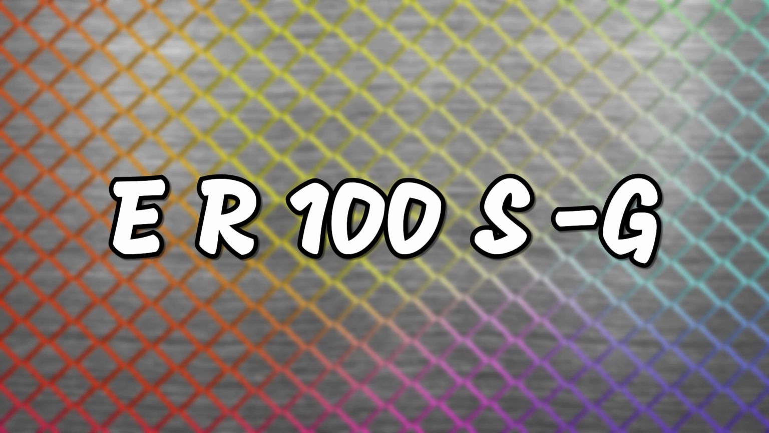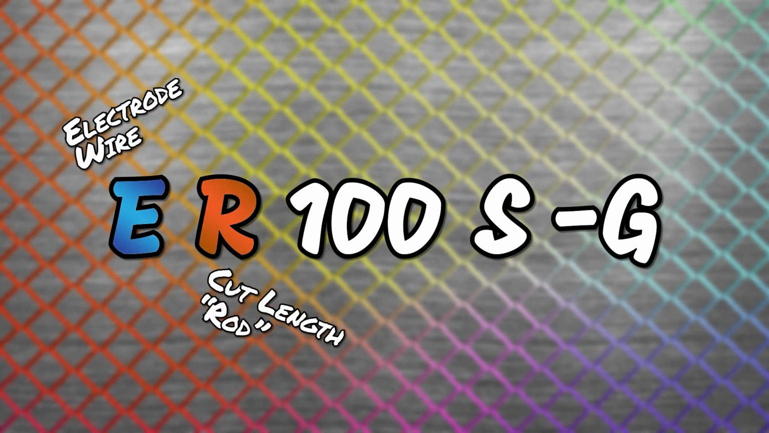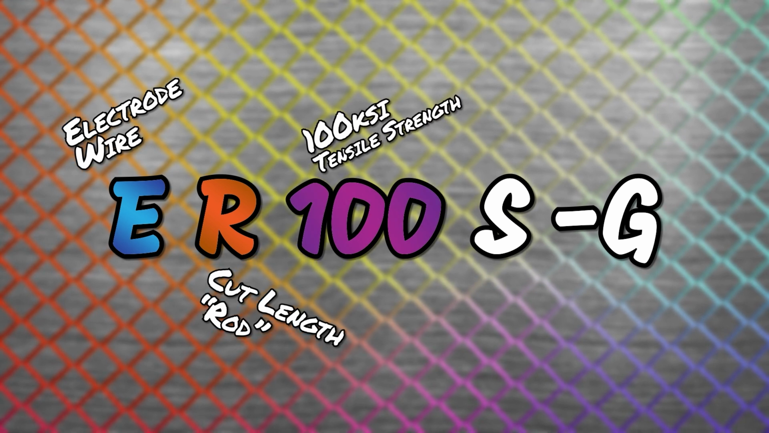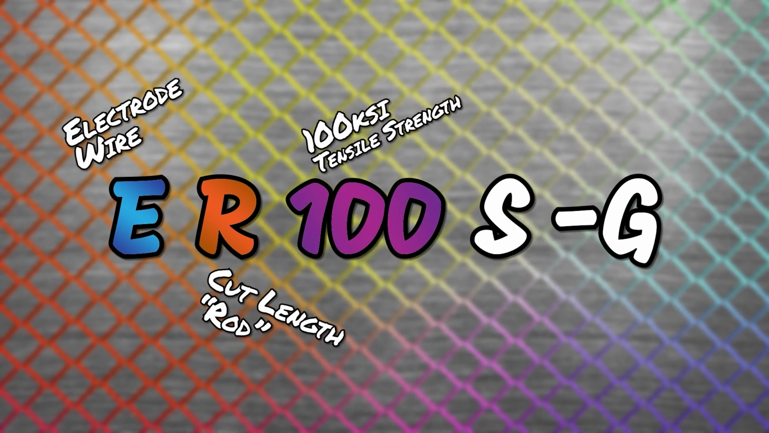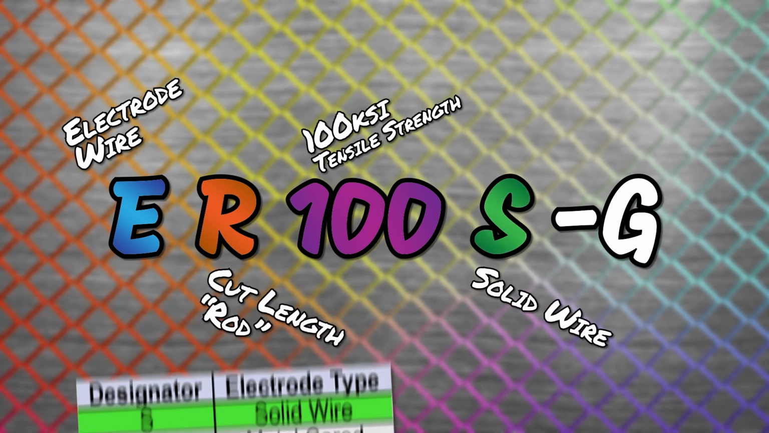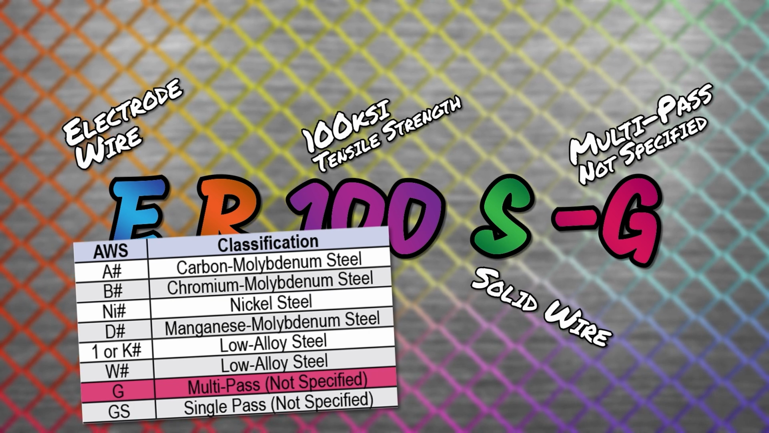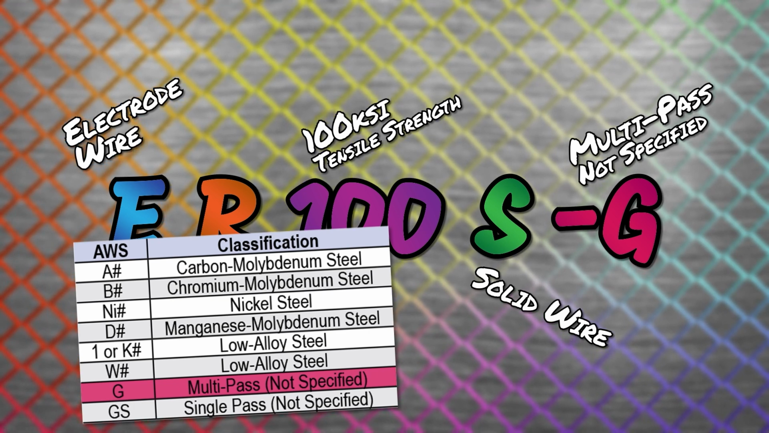ER100SG. It is an electrode rod, has 100 KSI tensile strength. It is a solid wire product and has an unspecified composition that is good for multiple passes.